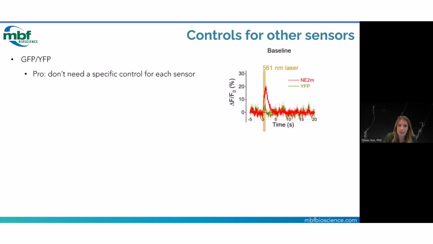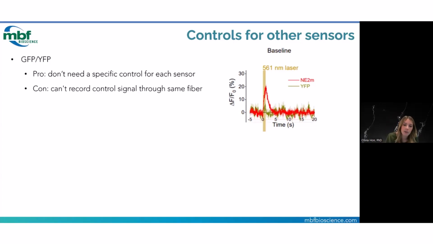With this, the advantage is that you don't have to have a specific companion sensor for each of your neurotransmitter sensors. And this is an example on the right of what this looks like. This is a norepinephrine sensor compared to a YFP control. And what you can see is that you can use it as a way to just gauge baseline activity. You can record motion artifacts that way, but it'll be separate from your actual neurotransmitter signal.